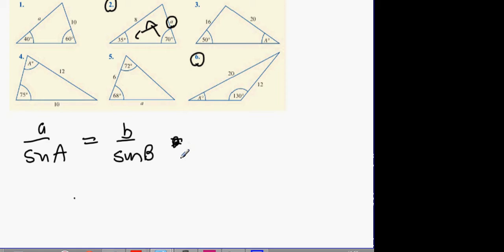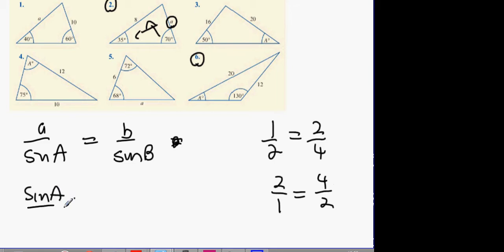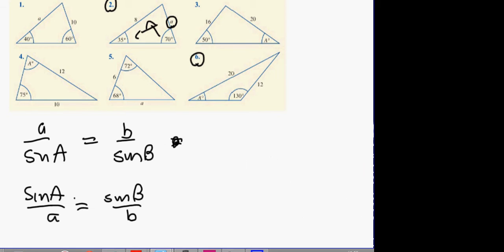Now guys, what you can also do, if I told you this, a half equals 2 over 4, you'd say fair enough, they're equal to each other. I can also flip that upside down. I can say 2 over 1 equals 4 over 2. Conversely, I can use the sine rule like this: sine A over A equals sine B over B. Same deal, do you get it? You flip upside down. Now guys, in this question when I'm looking for the angle, I always place my angle in the top left position.